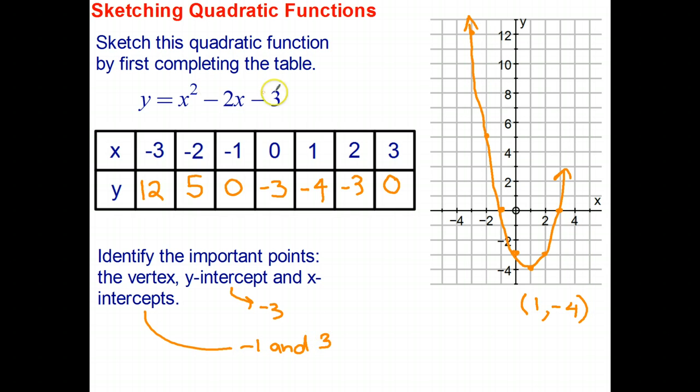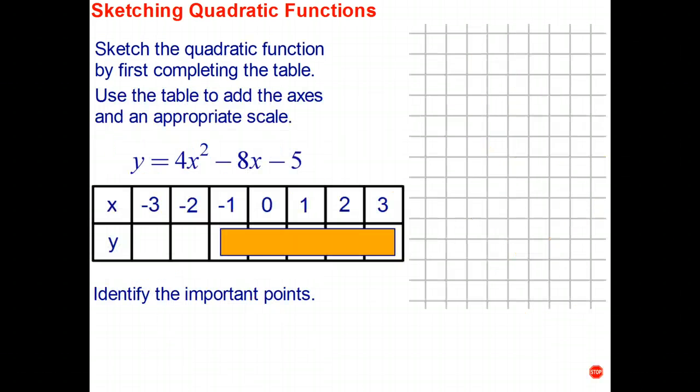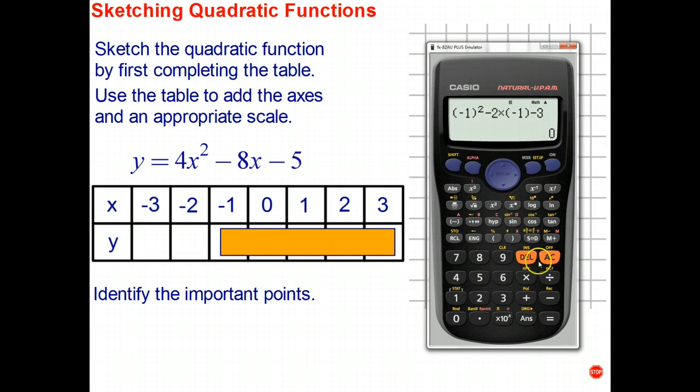So for any quadratic equation, you should be able to draw its graph by making a table of values, plotting the points, and joining those up with a smooth curve. Okay, let's try a more complicated equation with bigger numbers. So the equation is y equals 4x squared take 8x take 5. I'm just going to do the first two using the calculator and then just give you the rest of the answers. So my suggestion is you go through and do those yourself and just check them against my answers just for practice.